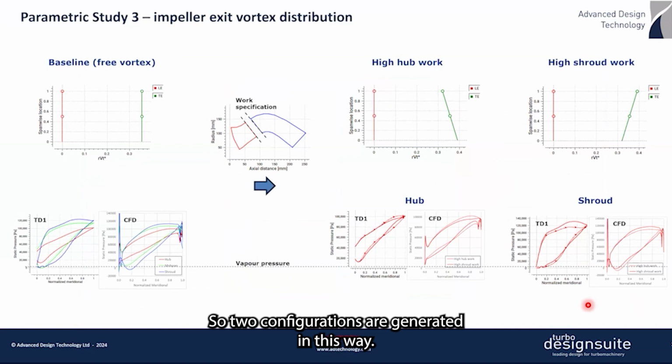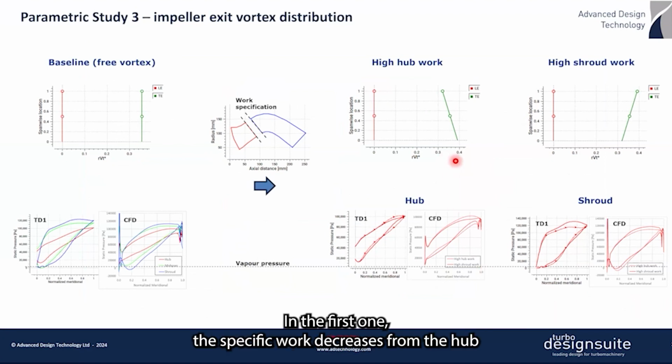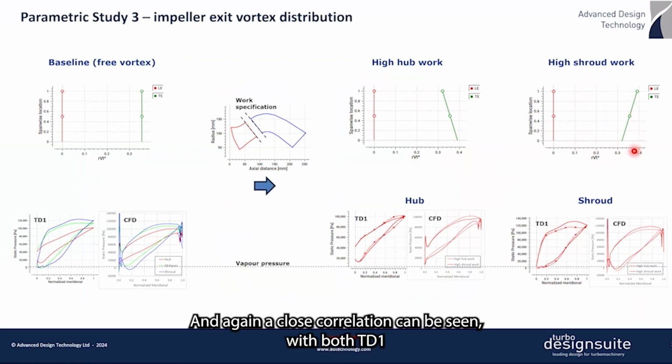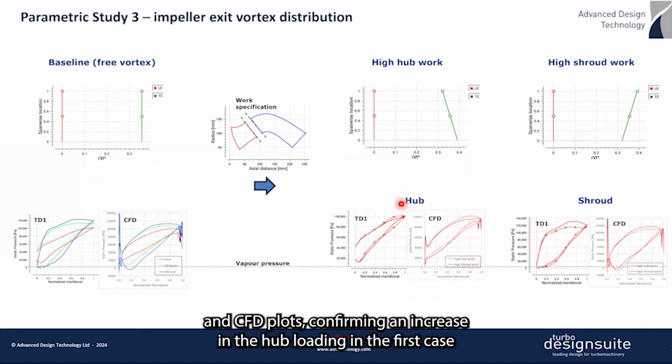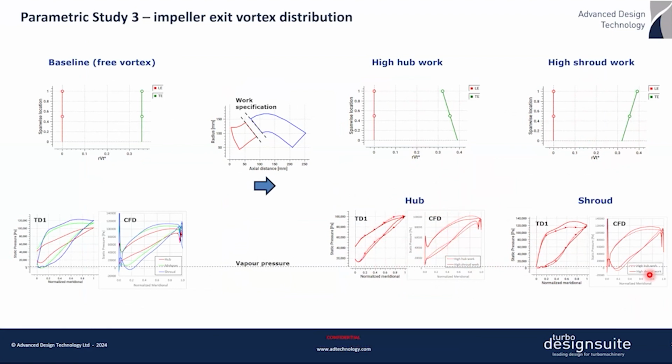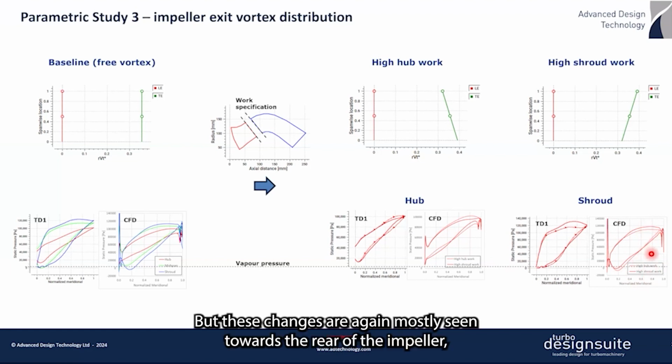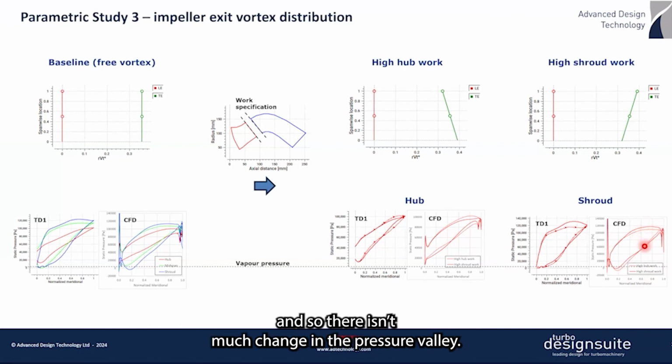So two configurations are generated in this way. In the first one, the specific work decreases from the hub to shroud, whereas in the second, it increases from the hub to shroud. And again, a close correlation can be seen with both TD1 and CFD plots confirming an increase in the hub loading in the first case and an increase in the shroud loading in the second case. But these changes again are mostly seen towards the rear of the impeller, and so there isn't much change in the pressure valley.